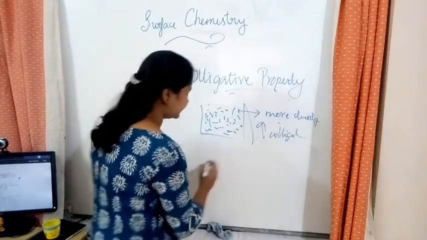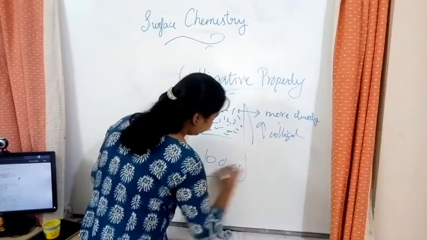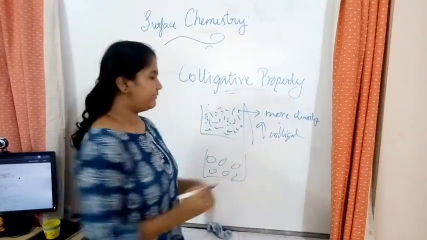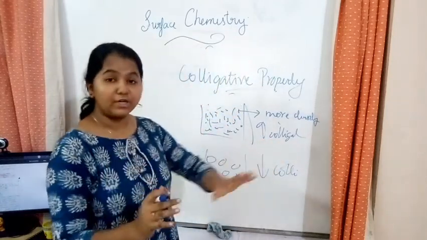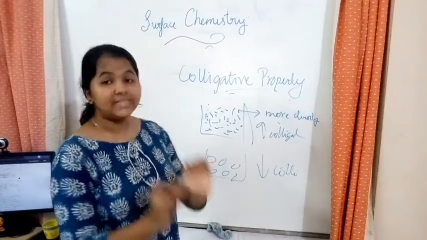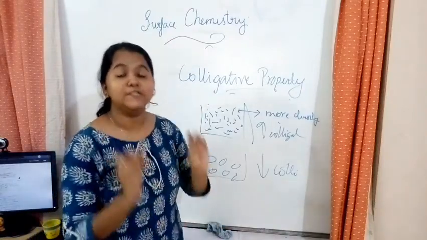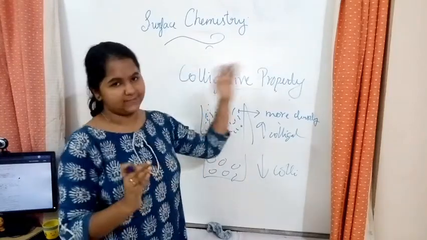But whereas in the case of our colloids, the particles are big, and therefore it's low colligative property. And this colligative property is so low that it cannot be measured. Only the colligative property of osmotic pressure can be measured in the case of colloids.